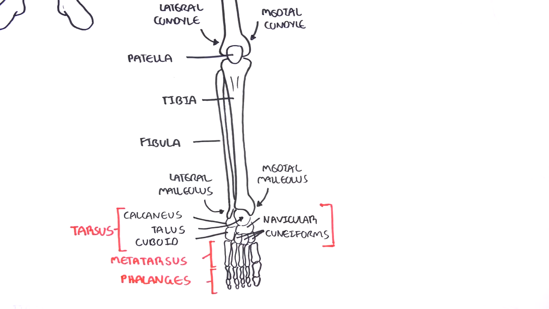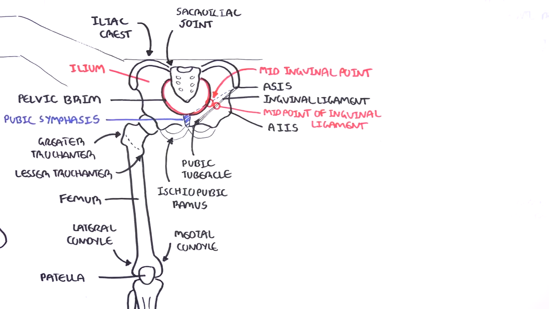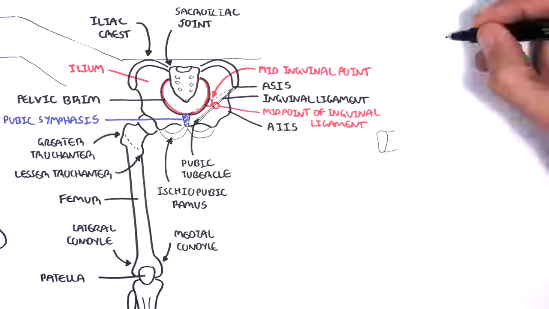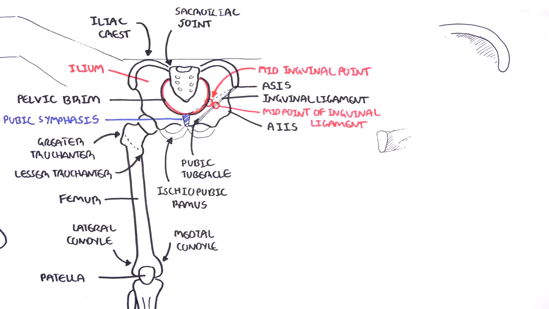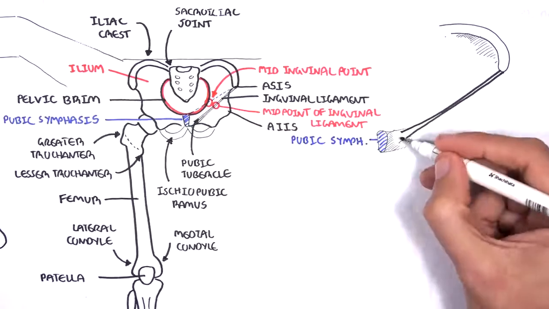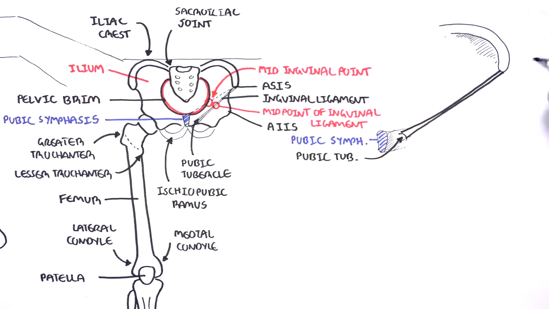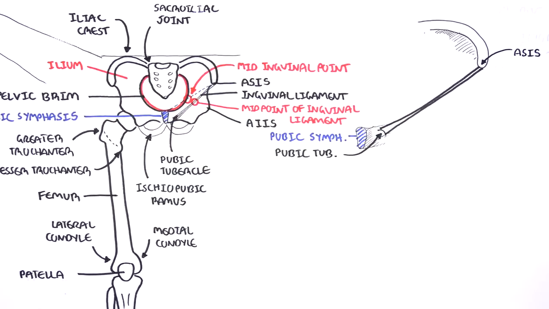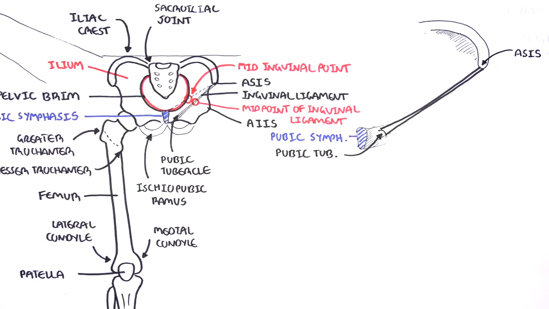Let's just go back to the hip bone again. So here again, I am drawing the left side of the hip. Here is the pubic symphysis, and here the pubic tubercle. And this is the anterior superior iliac spine, the ASIS. Remember, the inguinal ligament runs between the ASIS and the pubic tubercle.